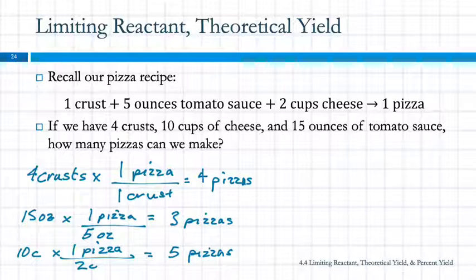So everybody okay with that? That makes sense, right? This is the same thing that happens with chemicals. The ingredients are the reactants, and you have to have the right amount of each to make the product. And when you run out of one of the ingredients, you can't make any more product. So what happens to the extra crusts and cheese? They sit there, right? They're still there. When you're done making pizza, they are left over, right?